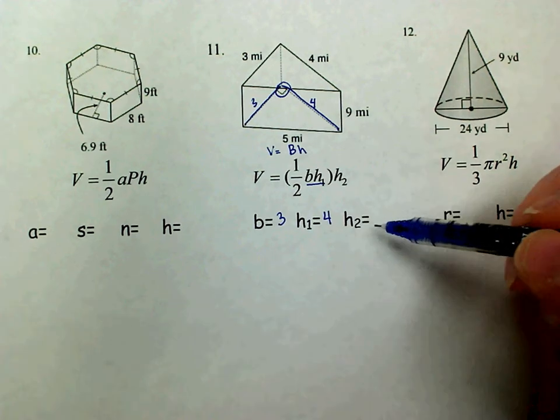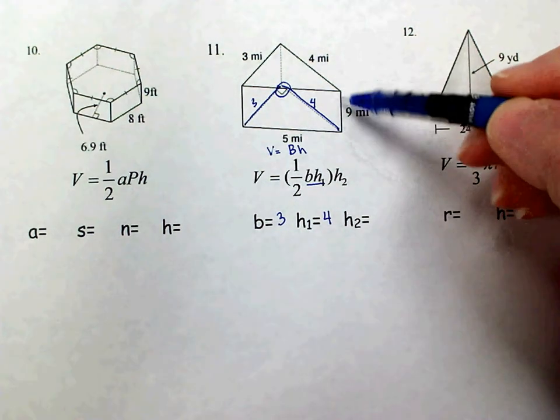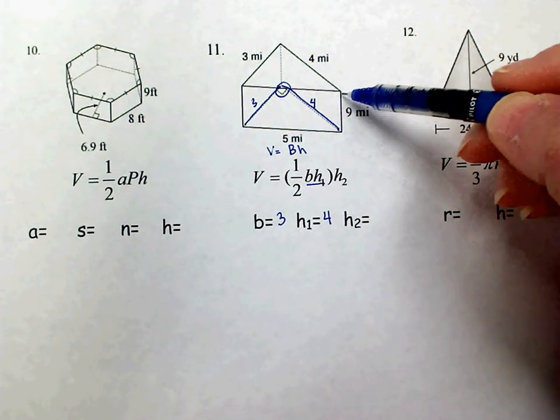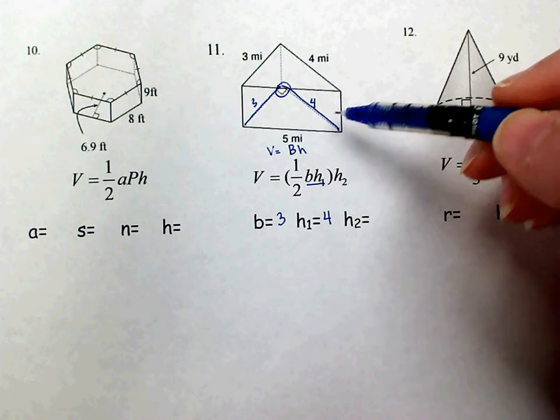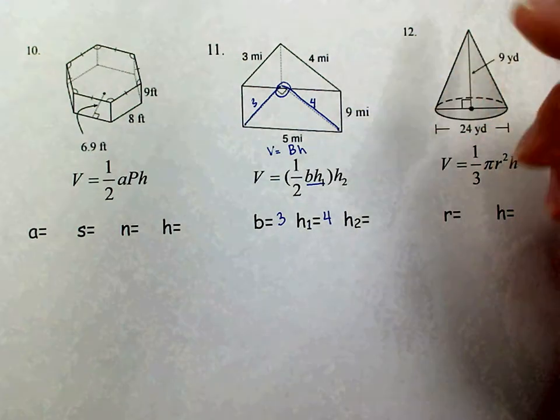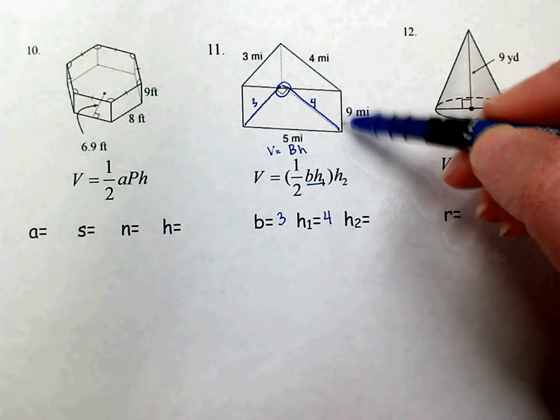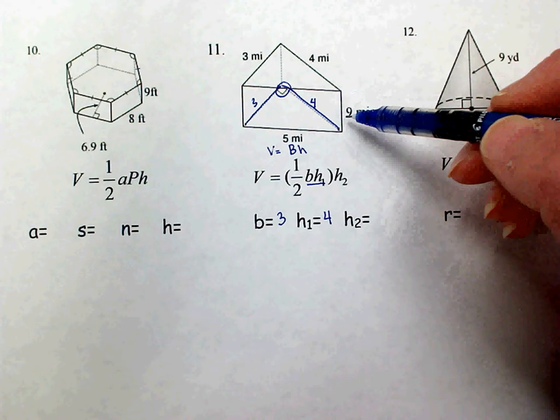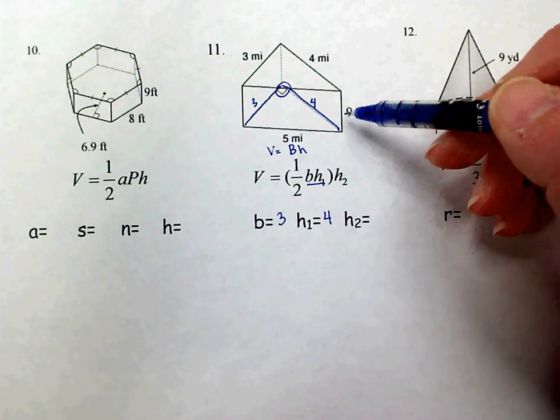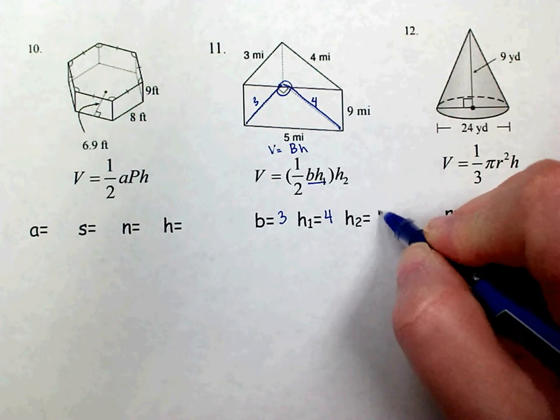The height of the prism is the distance between the triangular bases. So in here it's this 9 miles. I could have turned this triangular prism on its side, and then the height wouldn't be vertical, it'd be horizontal. But it's always the distance between the two bases. So in this case it's the 9.